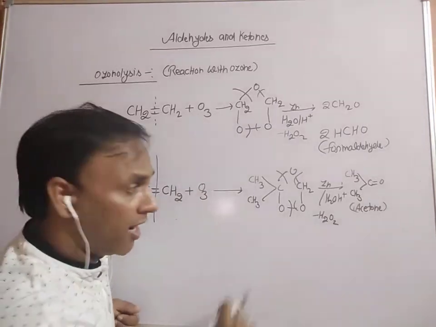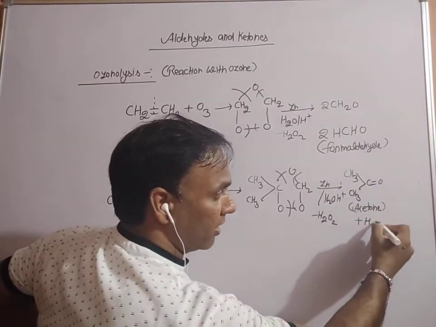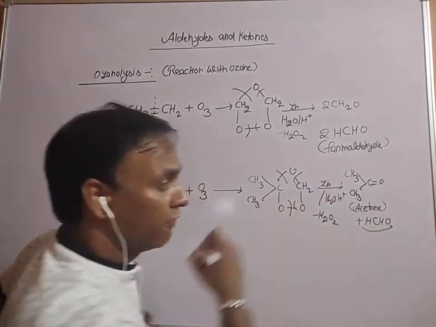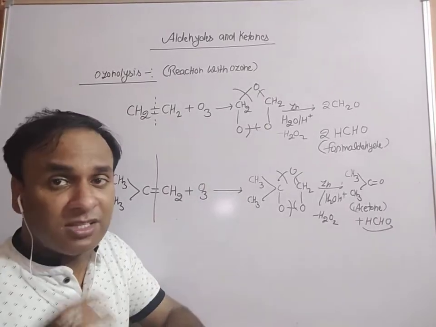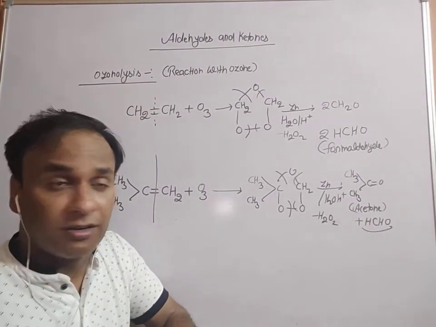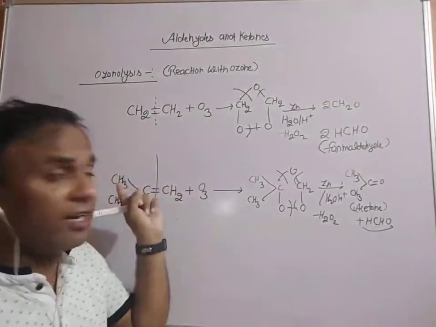Acetone is obtained, and the next compound, CH2O, is called HCHO. That means formaldehyde is obtained. So with the help of ozonolysis, carbonyl compounds are obtained, whether aldehydes or ketones. It depends on the given alkene.